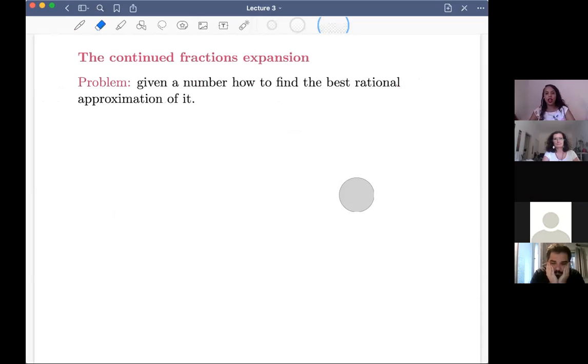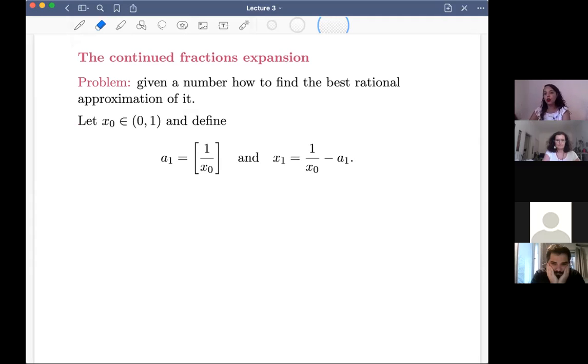Okay. So today we will study another example, the continued fraction expansions. The problem is the following. This is purely a number theory problem. Given a number, how can you find the best rational approximation of it? This problem has a solution, and the solution is called the continued fraction expansion. So let's see a bit of this algorithm.